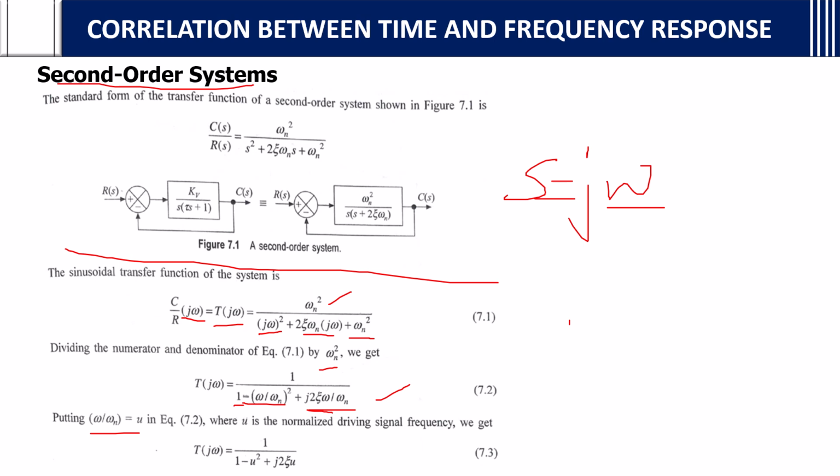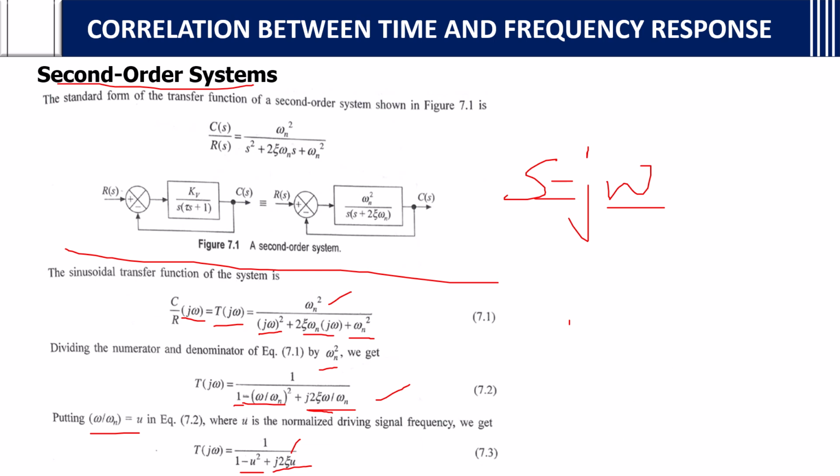If you substitute like that, you will get 1 by (1 minus u square plus j 2 zeta u). It is not zeta, it is xi. j 2 xi u. Xi is the damping ratio, if you remember from the second order system. This is xi, this is u.